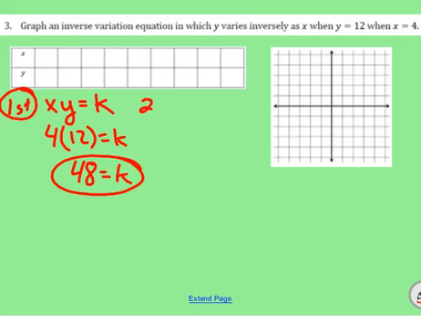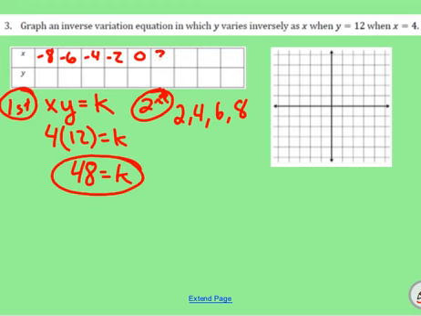So 48 equals K. That's my first step. All right, some people like to write down the second step. Hey, we got to pick out some values I'm going to use. All right, I would use, personally, 2, 4, 6, 8. So remember, I want to start with the negative ones first, so I'd probably write in negative 8, negative 6, negative 4, negative 2, 0, 2, 4, 6, 8. Reason being, if I decide to go by twos, it's really easy to graph. So I kind of want to see what my values are before I decide to go by twos.